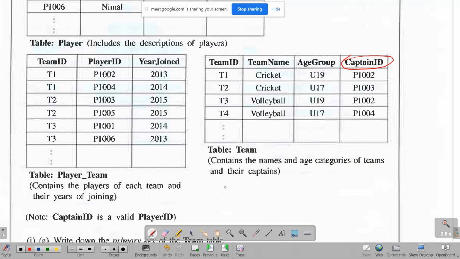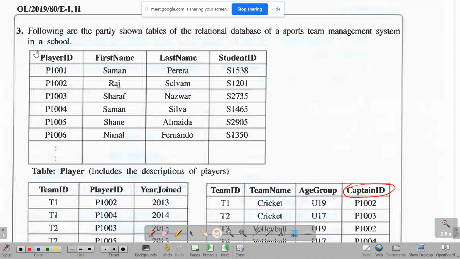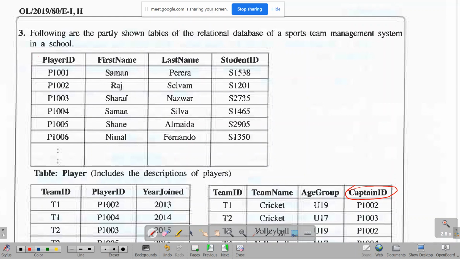Right? And player ID is what? Like in over here. So what they are saying is these two things are identical. That means they indirectly say this captain ID is the very same player ID. All right. So it's going to be a foreign key. That's what they are trying to say.